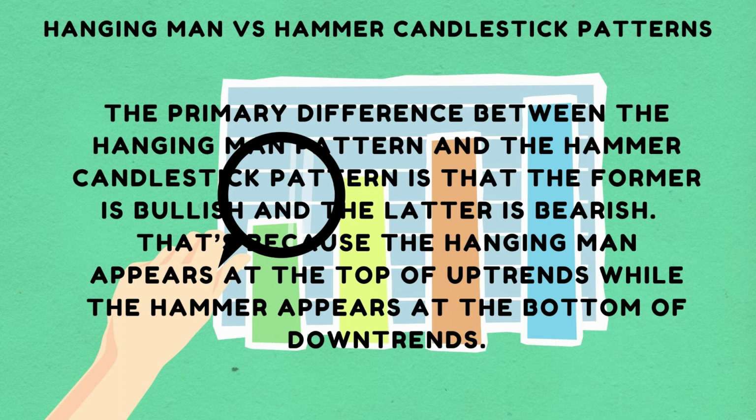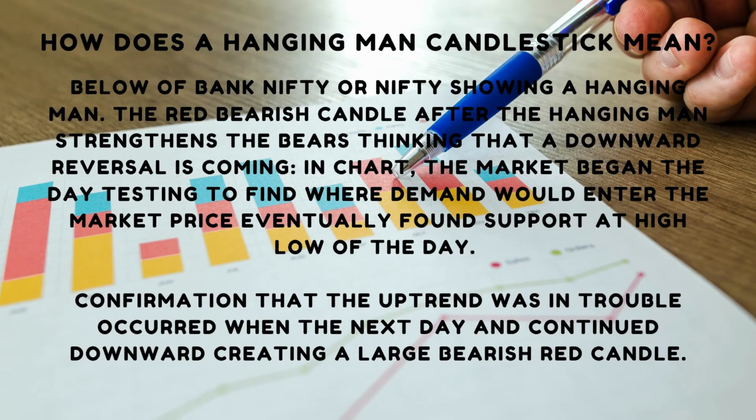The primary difference between the hanging man pattern and the hammer candlestick pattern is that the former is bearish and the latter is bullish. That's because the hanging man appears at the top of uptrends while the hammer appears at the bottom of downtrends. What does a hanging man candlestick mean?